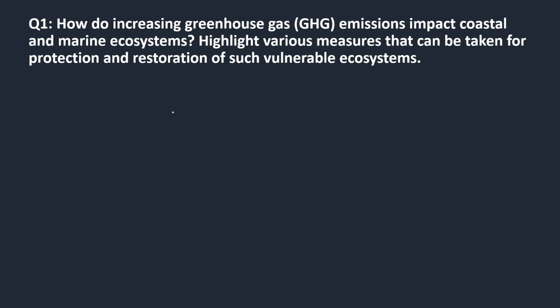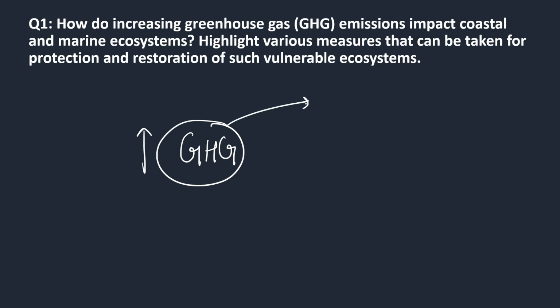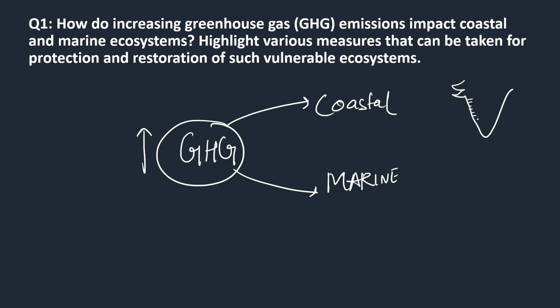The question is increasing greenhouse gases. Greenhouse gases are increasing, and you have to write how it is impacting two things. One is the coastal ecosystem, and second one is the marine ecosystem. All right. So coastal means, let's say this is India. So the coast is this. So it is relating to what? It is relating to the people, the human beings. The marine ecosystem, second one, is relating to what? The fauna inside the water. Right. So inside the water, what is happening? It is related with marine, and in the coast, it is related to human.